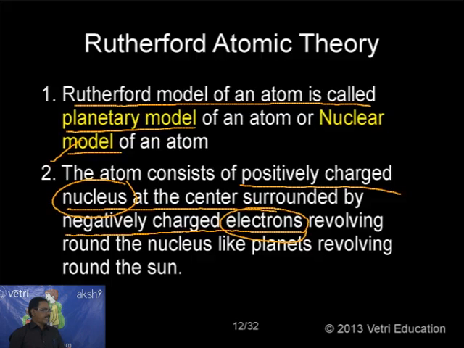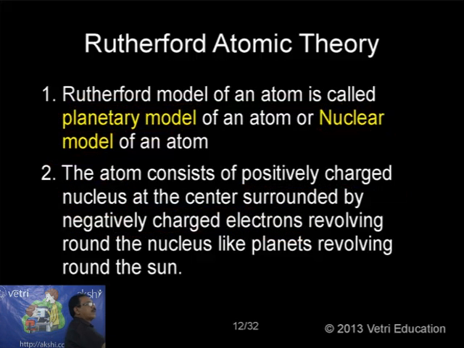So he is giving two pieces of information. One is that in an atom, there is a nucleus at the center, the solid part. The negatively charged electrons are moving around this nucleus, the way planets revolve around the sun. This is the second postulate. Since planets revolve around the sun, he called it a planetary model. Since the nucleus is present, he called it a nuclear model. Both can be called the Rutherford atomic model. This is the most important postulate. Let me go to the third one.